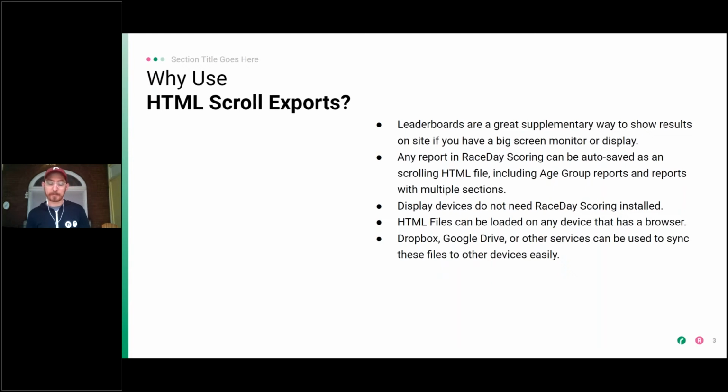It looks really professional. The reason why we like the HTML exports in particular is that it supports any report in RaceDay scoring. There have been other features like using RunSignup's leaderboard links and using the RaceDay hub links. Those ones are limited in the types of reports that you can publish to them. They're limited in the amount of data that you can display. With the HTML scroll exports, any kind of report that you can create in RaceDay scoring can be sent to an HTML file, and now you can scroll through them automatically. So things like age group reports and reports in multiple sections, you can set up this new feature with.